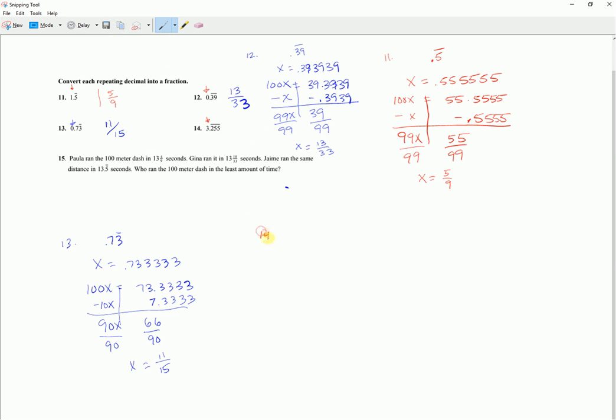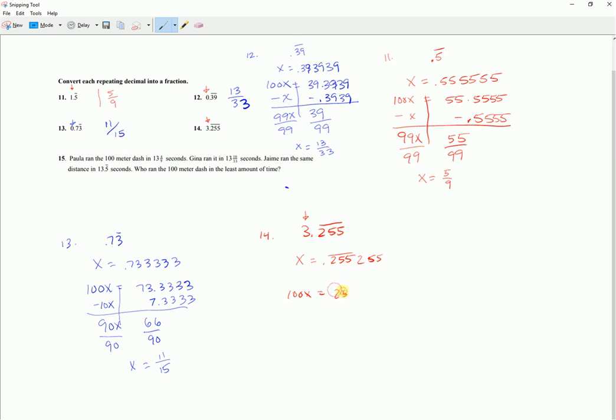So we have 3.255, and the 255 is repeating, and notice we have this 3 we're going to set aside and worry about that at the end. So we'll say that x is equal to 0.255 repeating, and so this is going to be 0.255, 255, 255. So then we'll take 100x, just like before, and we'll move this decimal 1, 2. We'll move it 2 places, but if we move it only 2 places, we don't capture the whole repeat.